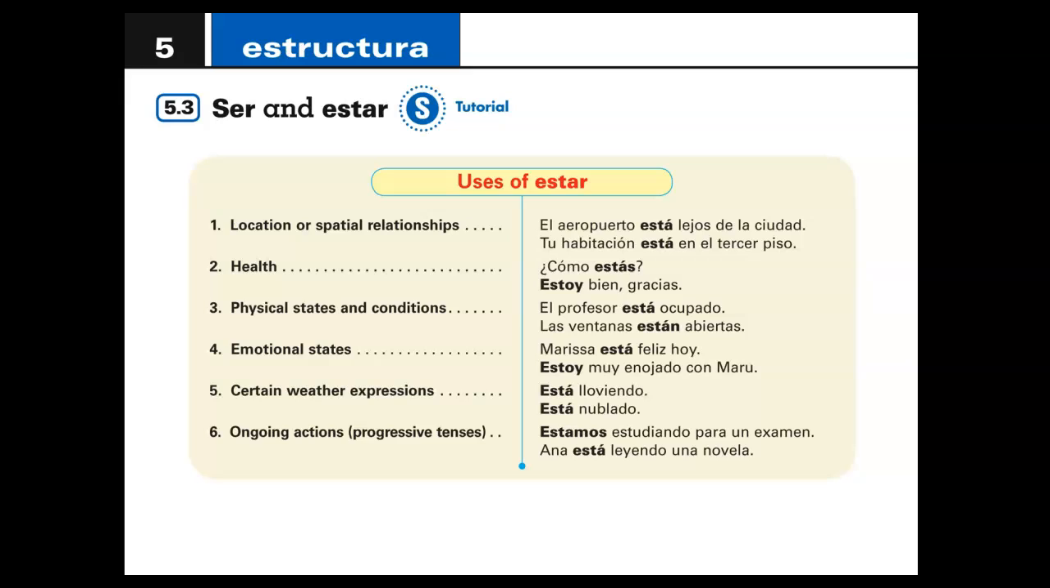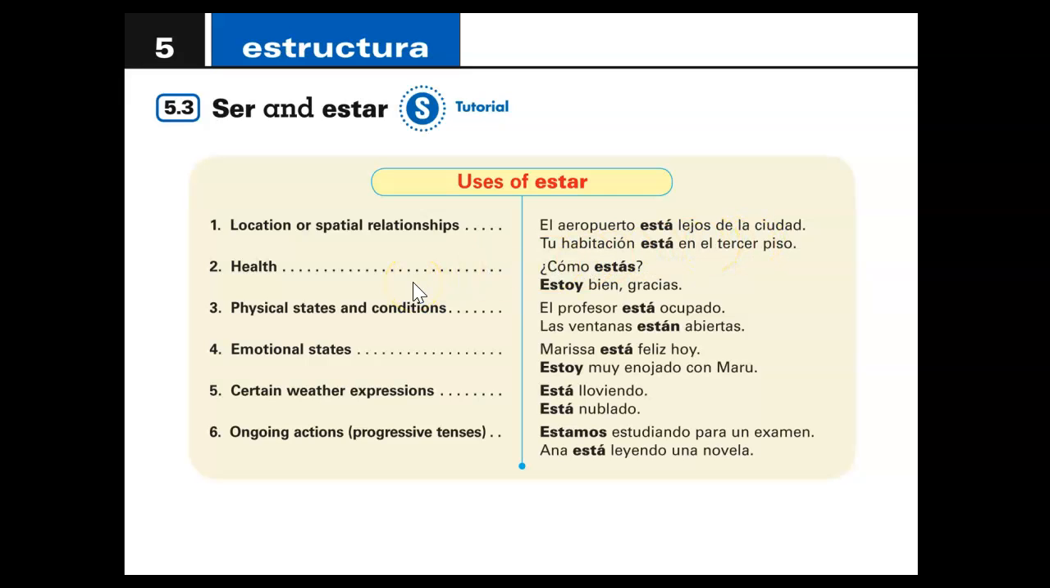Okay? When you look at estar, there's certain things we use estar for consistently. We always use it when we talk about location or spatial relationships. So, for example, el aeropuerto está lejos de la ciudad. Again, the airport is far from the city. Or tu habitación está en el tercer piso. Your room's on the 3rd floor.